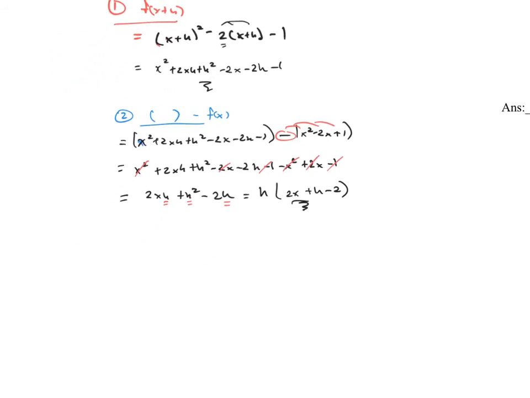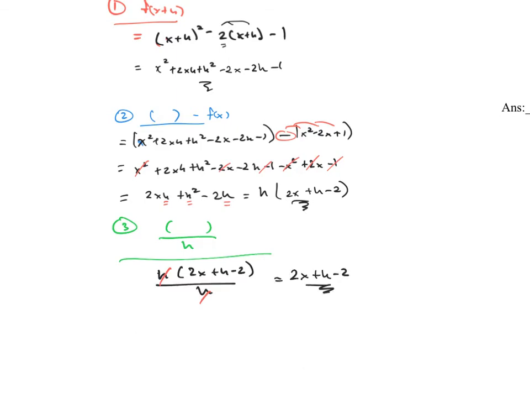Let's go on to our third step. What's our third step? Our third step is to take the result from that step and divide it by h. So what did we just get? We got h times 2x plus h minus 2. Take all of that and we divide it by h. Our h's simplify and we end up with 2x plus h minus 2.